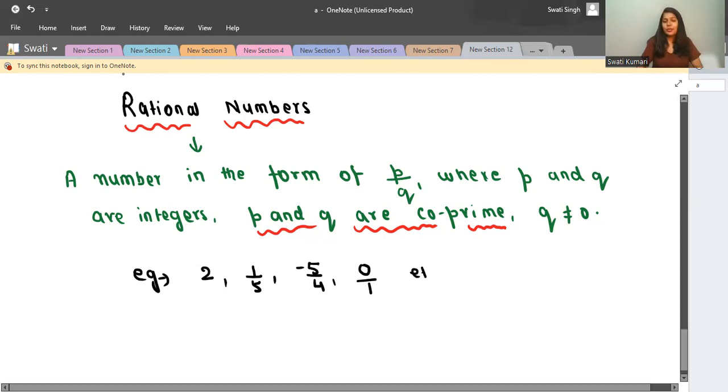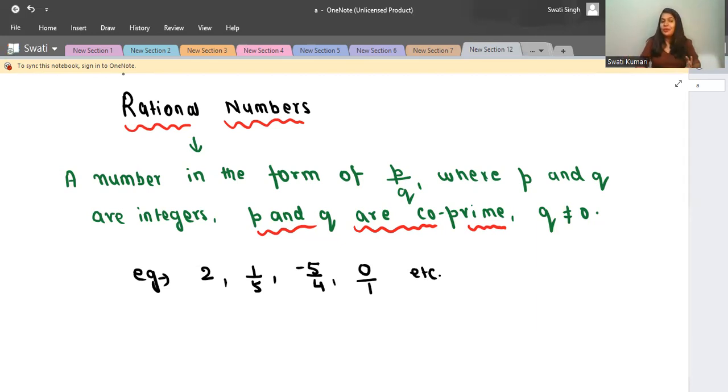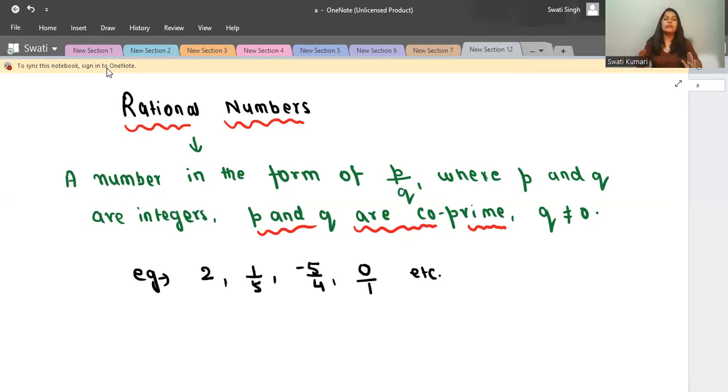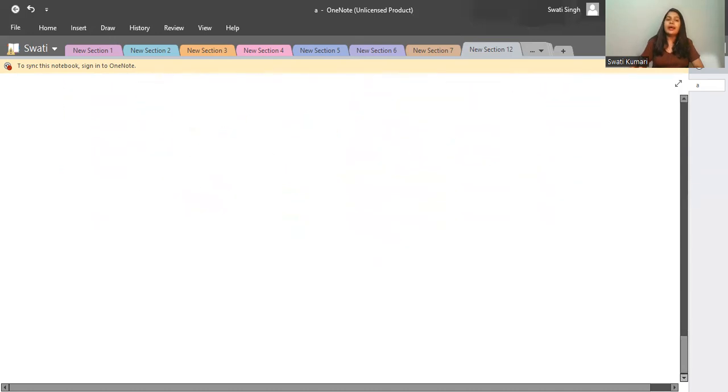And in this way, you can basically write infinitely many rational numbers. So that is why we can write a lot of examples for rational numbers. So let us write down these many only. I hope now the rational number definition is clear, co-prime is clear, denominator not equal to 0 is clear. I hope everything is clear in rational numbers. Now let us move ahead to irrational numbers.